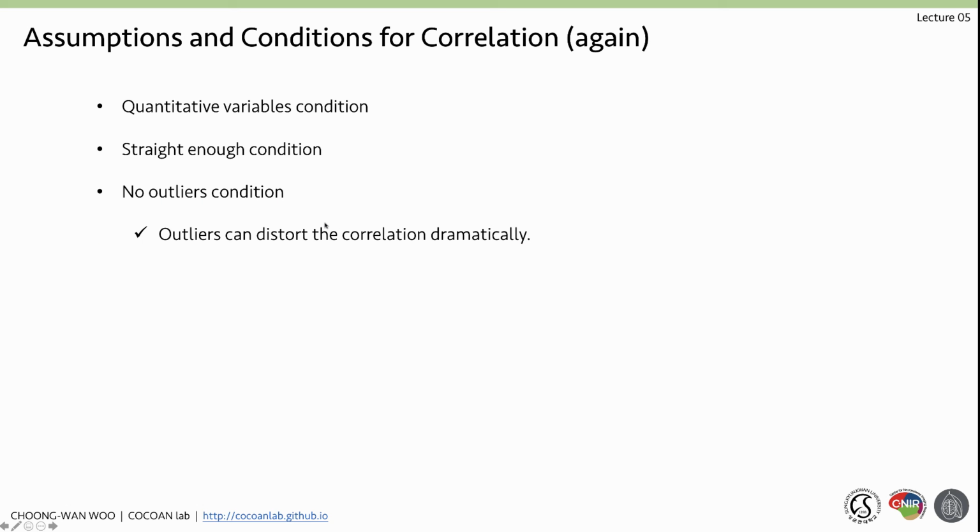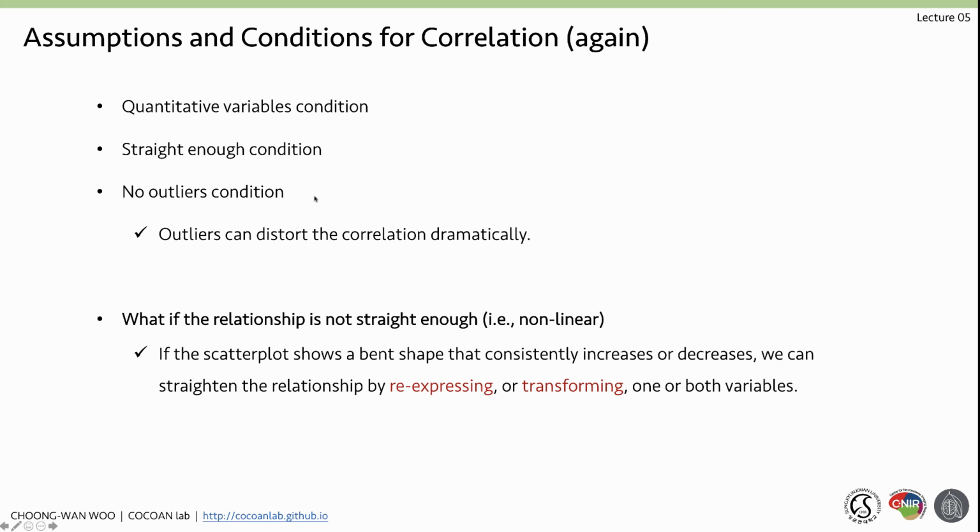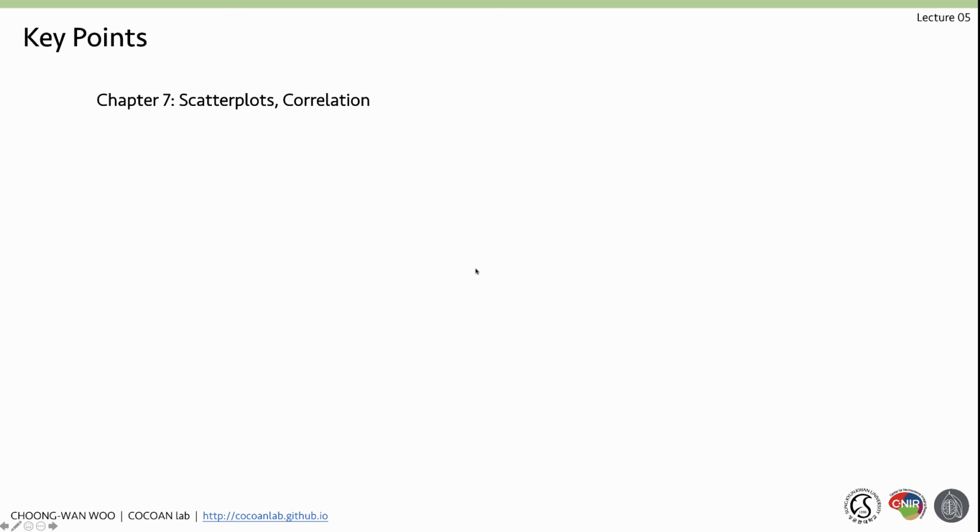For correlation, we had these assumptions, but what if the relationship is not straight enough? If the scatter plot shows a bent shape that consistently increases or decreases, we can straighten the relationship by re-expressing or transforming one or both variables, like a log transform or square root. We will learn more about re-expressing and transforming in later lectures.